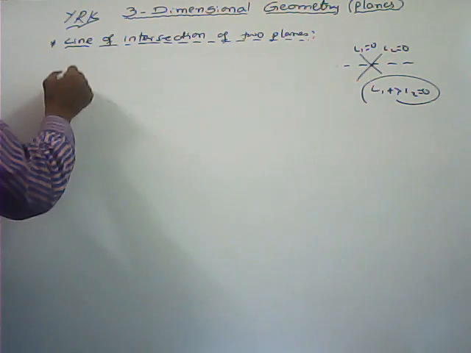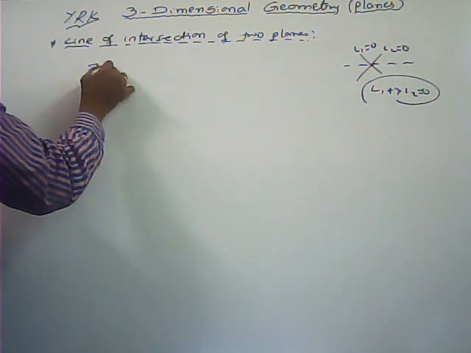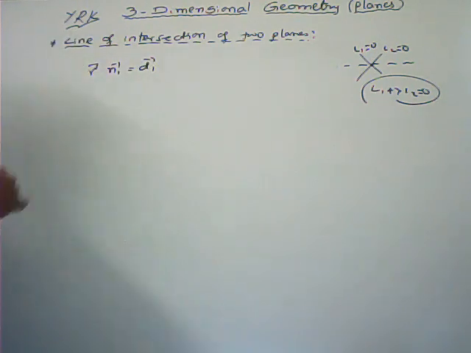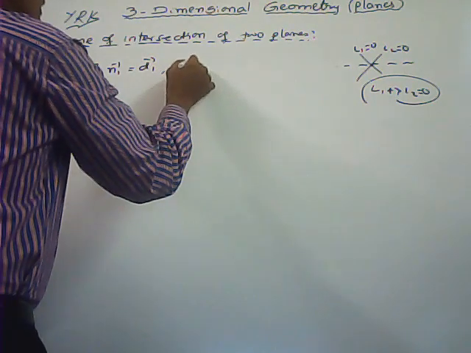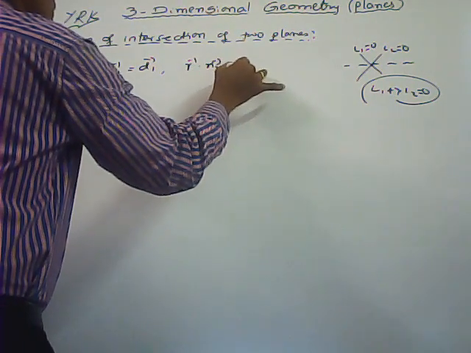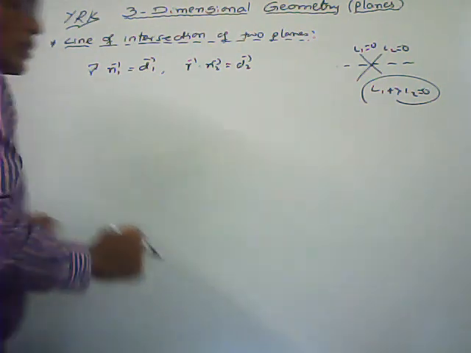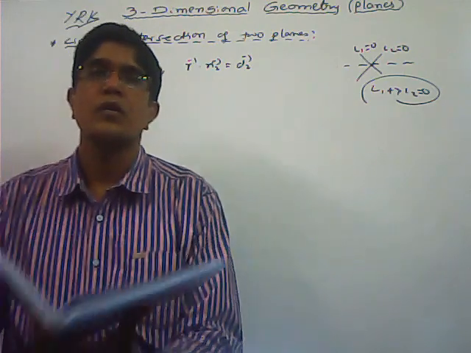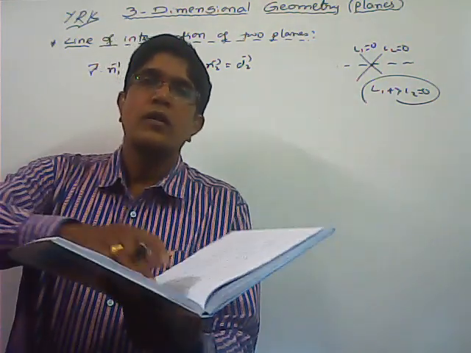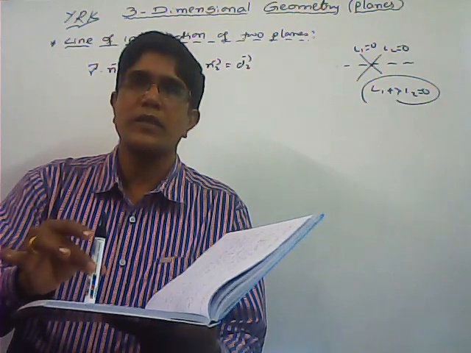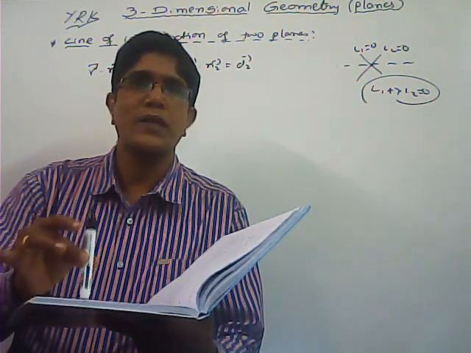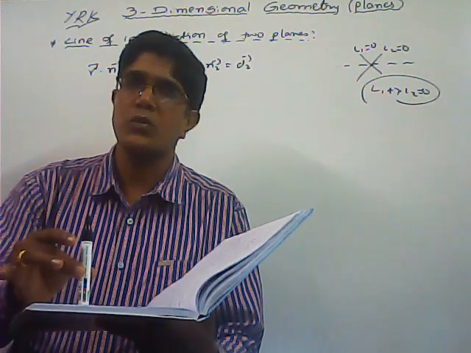Here also, r bar dot n1 bar equals d1 is the equation of one plane, and r bar dot n2 bar equals d2 is the other. Now, consider the line of intersection of two planes. By observing this, we always have to consider the normal vectors of the planes only. For any plane, we consider the normal vectors only, those are the x, y, z coefficients.